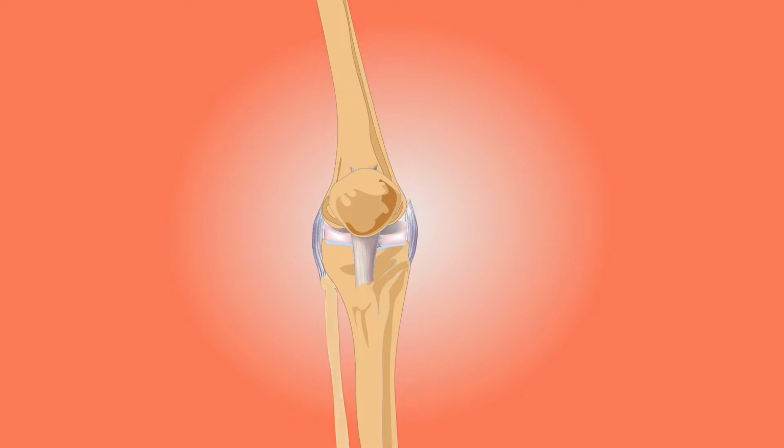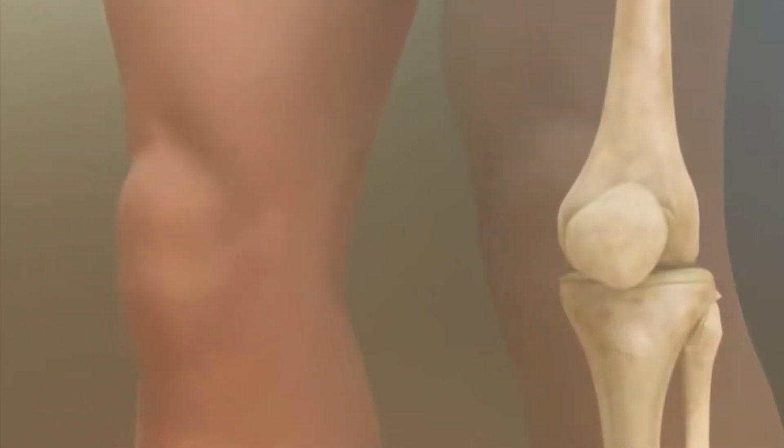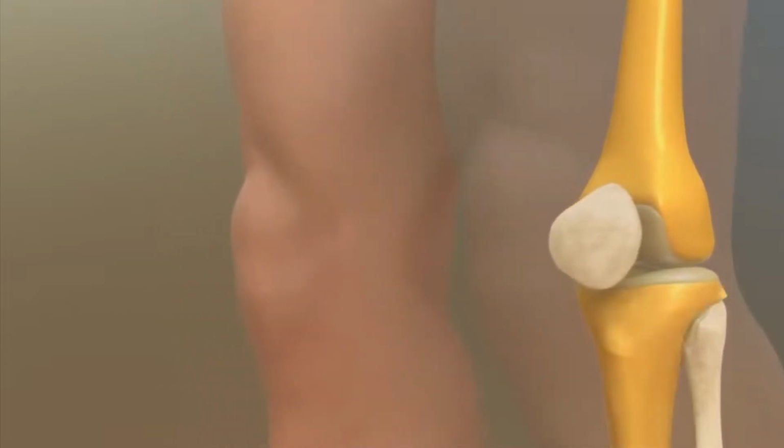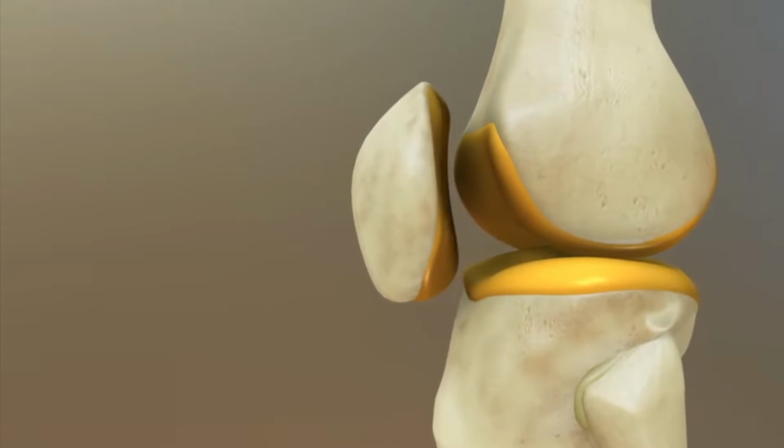Meniscus tears are a type of tear that occurs in the cartilage of the knee. These tears are a common cause of knee pain. The meniscus is a cartilage shock absorber in the knee. There are two in each knee, one on the inner side and one on the outer side. It provides stability and cushioning to the knee joint.